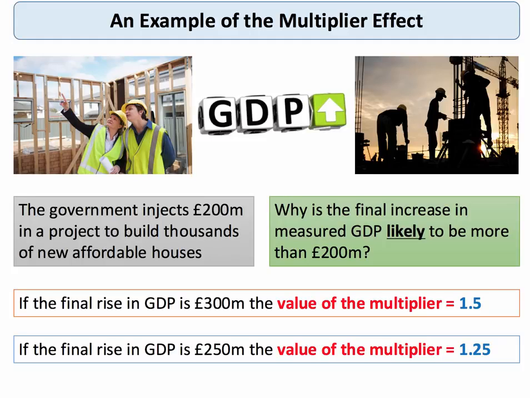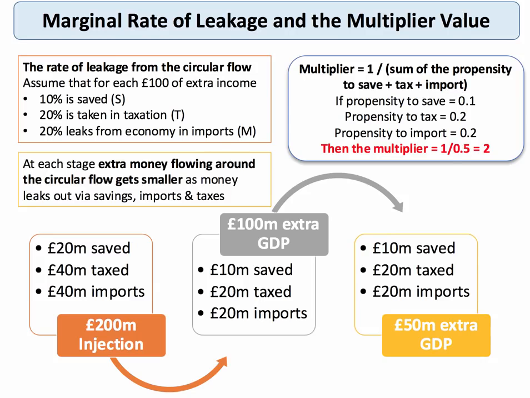Now this slide is important. The coefficient of the multiplier is essentially what we're looking at here. The value of the coefficient depends crucially on the three leakages and the rate at which money leaves the circular flow as extra income is generated. In our simple example here, we're going to assume that for every £100 of extra income, that could be the extra £100 of wages of people working in the building sector, or it could be £100 of dividend income to a shareholder of a company.